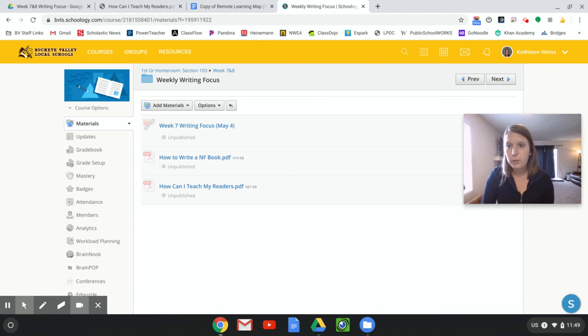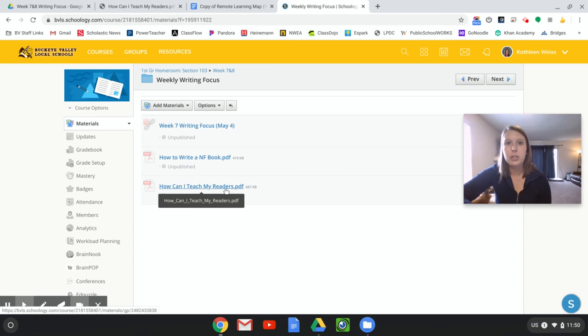Also, last week we talked about how to write a nonfiction book. So if you have started writing one, these are some things that you could be adding to your writing when you're editing or making it a little bit better. This is the chart we're going to look at today. How can I teach my readers?